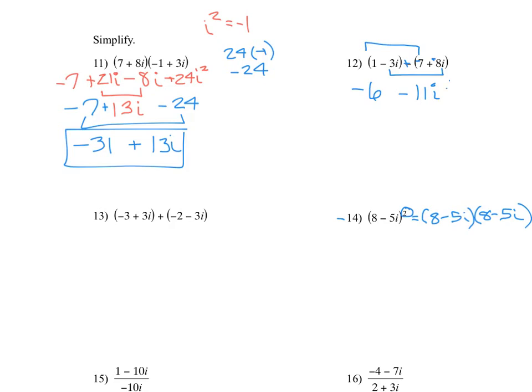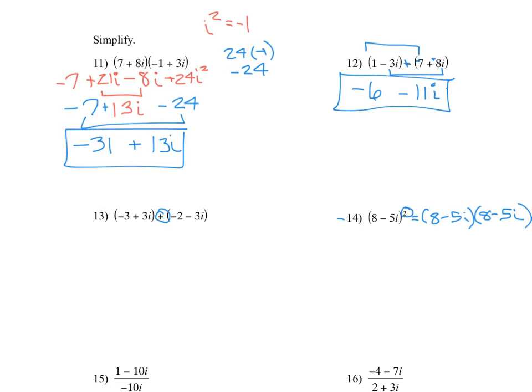Now remember that this is not i squared in this spot because we're not multiplying i times i. We're just combining like terms here. Number 13 is going to be very similar, except you are not changing any signs because we have that plus in the middle.